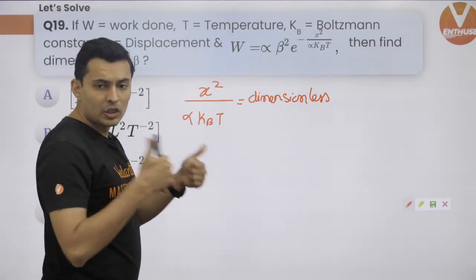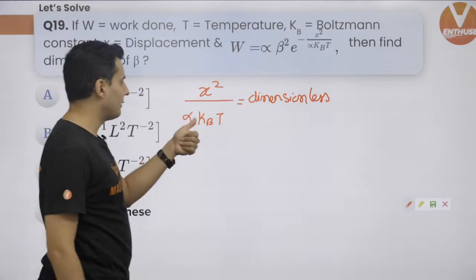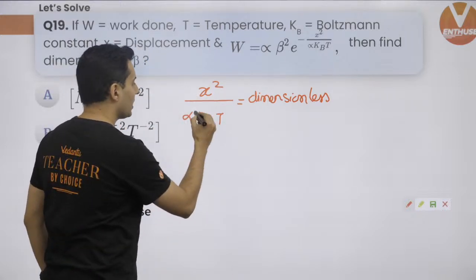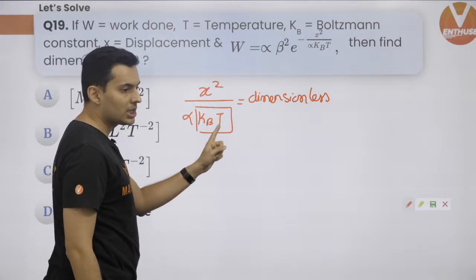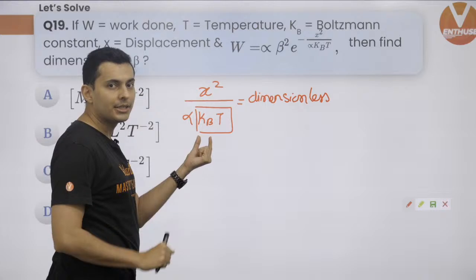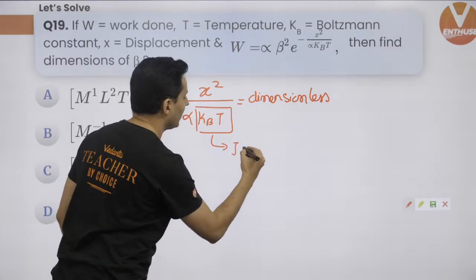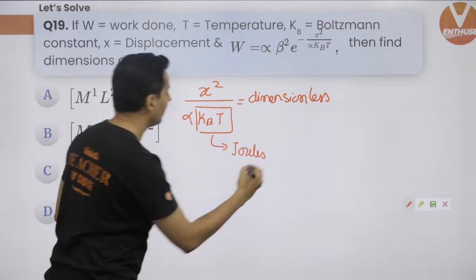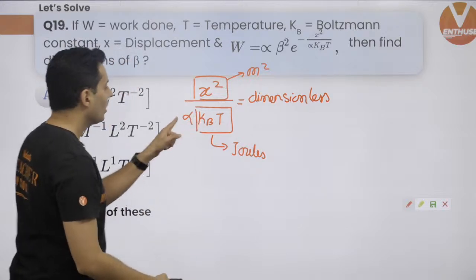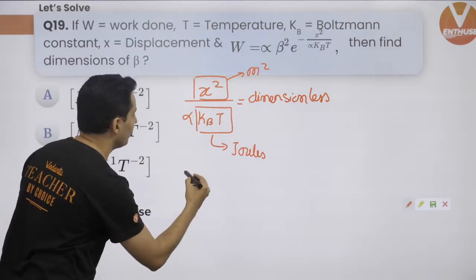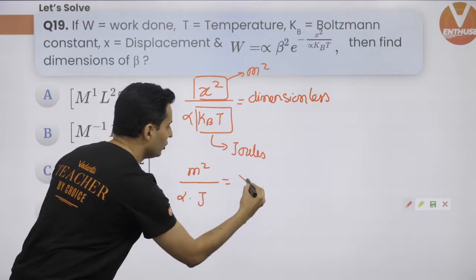Great. So, first, this entity is dimensionless. Now, this entity over here, Boltzmann constant into temperature, has the same units as that of energy. So this will be in joules. Keep this in mind. And x square will be in meter square. So what should be the dimension of alpha? It's very simple. Meter square divided by alpha into joules is having no dimension.